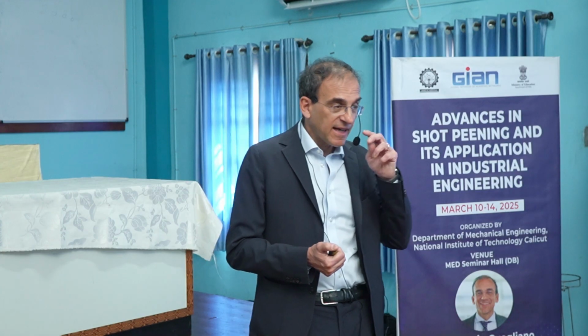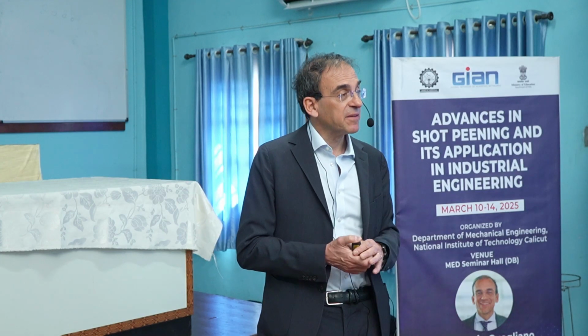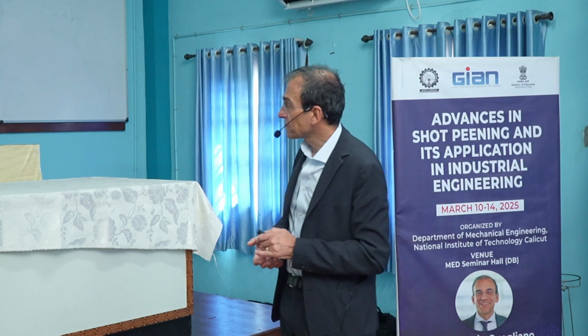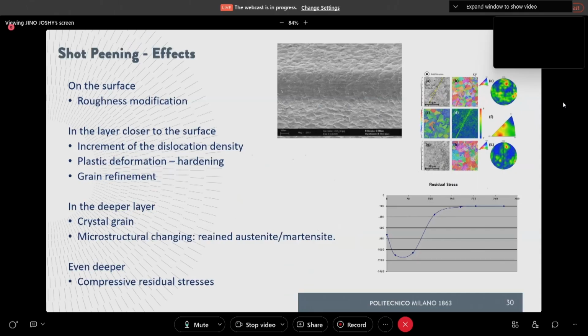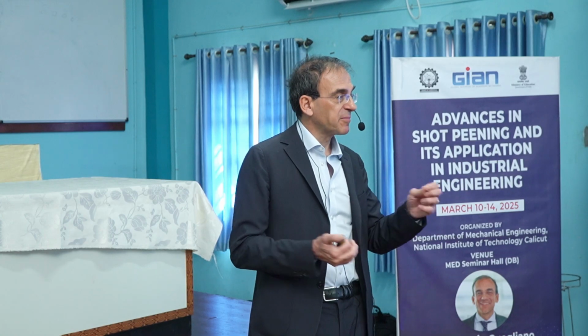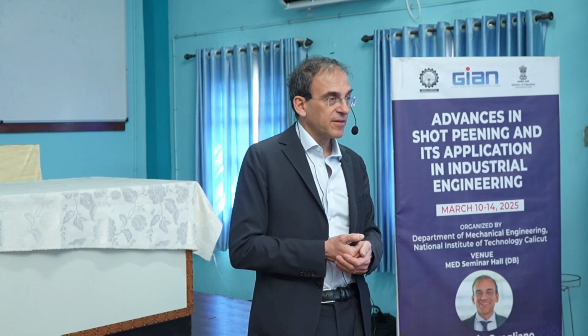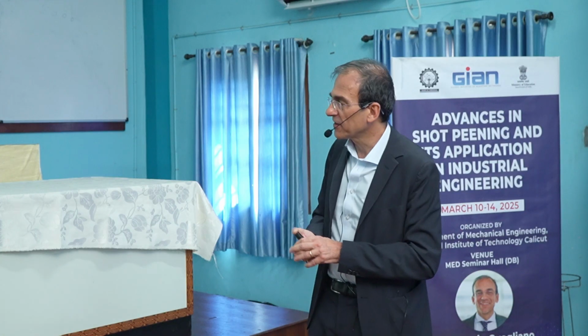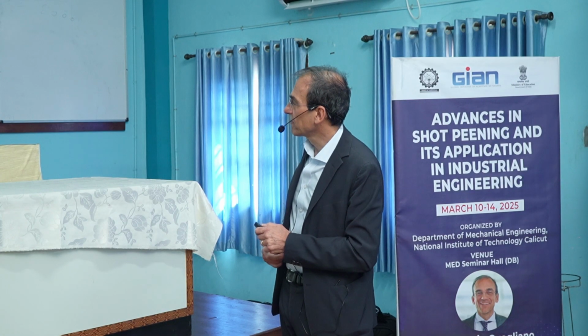So retained austenite measurement can be done with XRD, the XR fraction measurement. And if we go even deeper, in this layer, indeed, we can notice also that the compressive residual stresses go down to 0.3, 0.4 millimeter with respect to the surface. Okay, this is the maximum layer that is generally considered to be interested by shot peening.